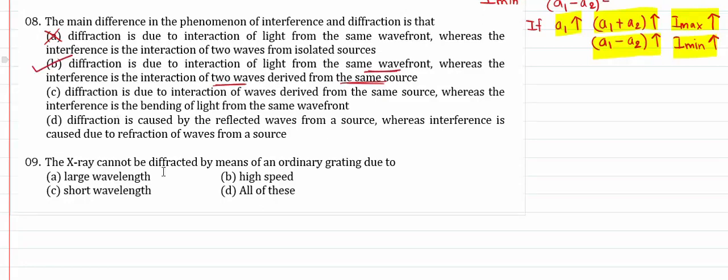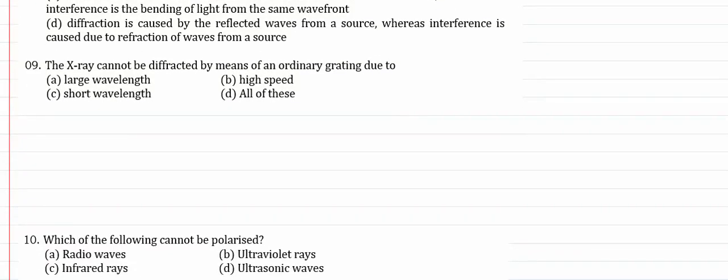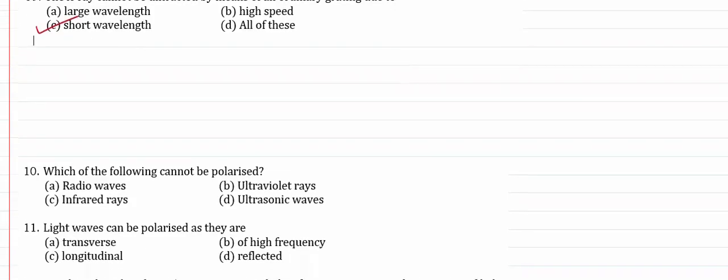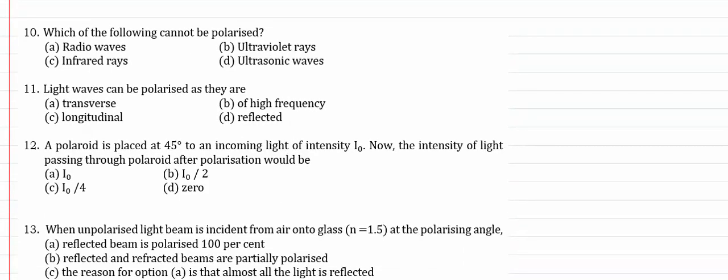Is it clear? Next, 9th: X-ray cannot be diffracted by means of an ordinary grating due to. So why does X-ray not give diffraction? It has a short wavelength, so the wavelength is very small. If the wavelength is larger, diffraction is greater. 10th one: which of the following cannot be polarized? So polarization is exhibited by transverse waves.